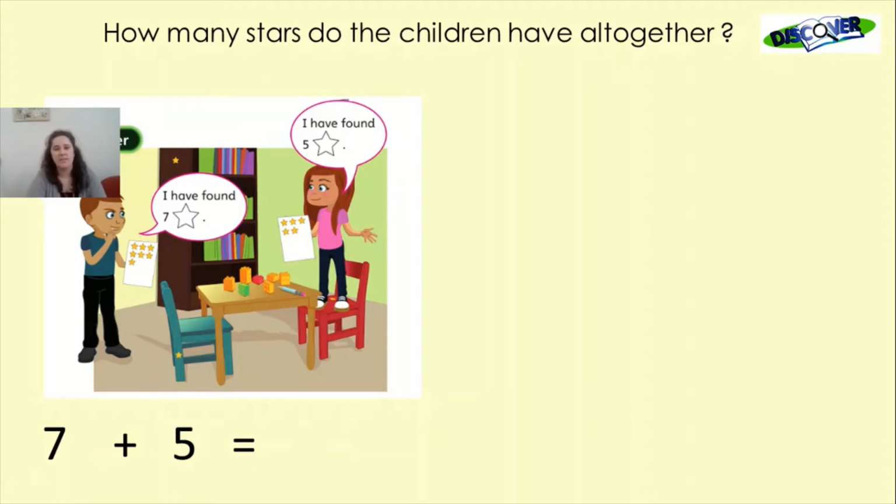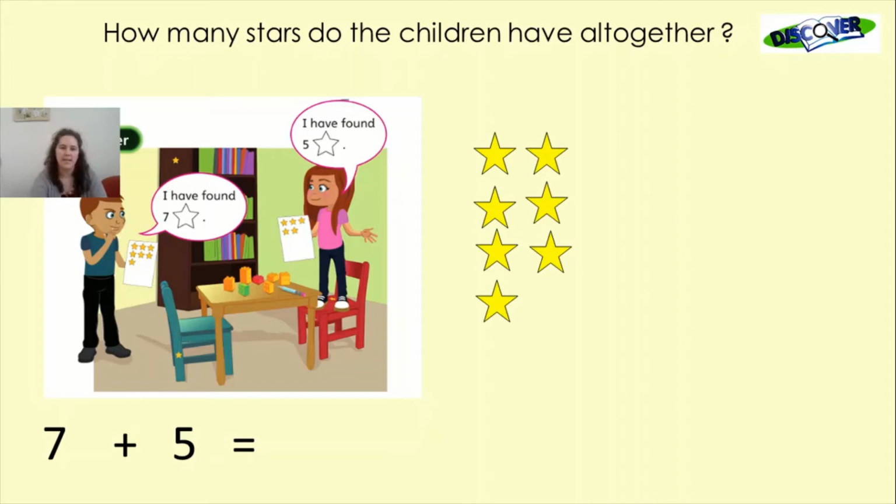One way we can do this is to use objects to represent the stars. Now luckily on my computer I have stars as my objects. So I'm going to start by getting, how many stars do I need over here? 7. Well done. So I'm going to start by getting those 7 stars to represent how many the boy has. I'm just going to check them to make sure there's 7. 1, 2, 3, 4, 5, 6, 7.